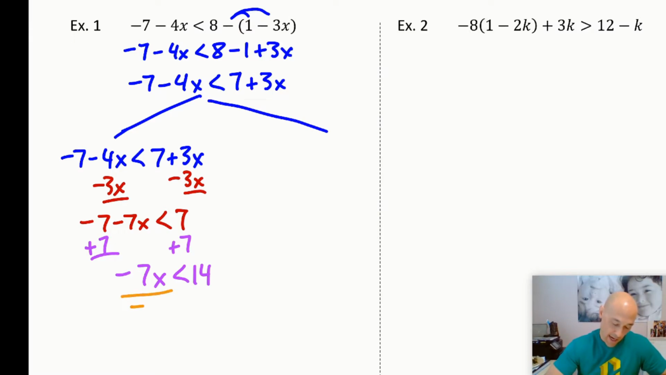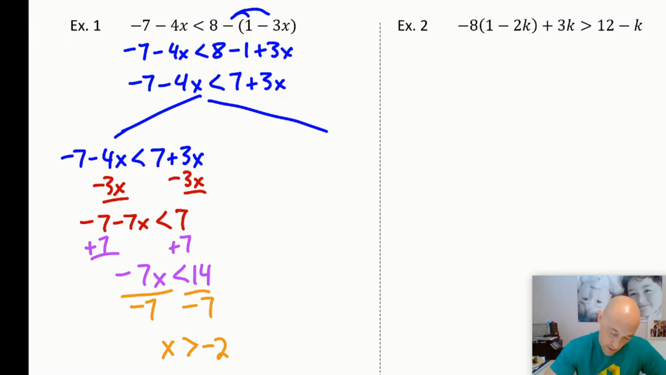Now divide by negative 7, and this is where we have to switch signs because we're dividing by negative 7 on both sides. So we have to flip the inequality. Notice it was opening to the right, now it's opening to the left. And 14 divided by negative 7 is negative 2. So that is one way to do it.